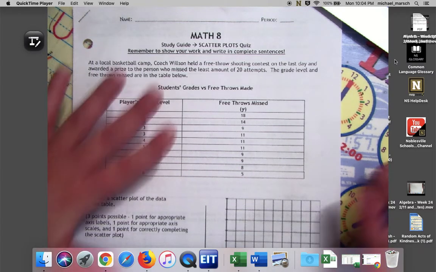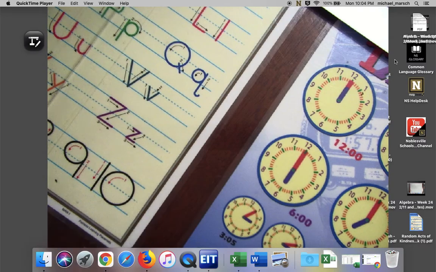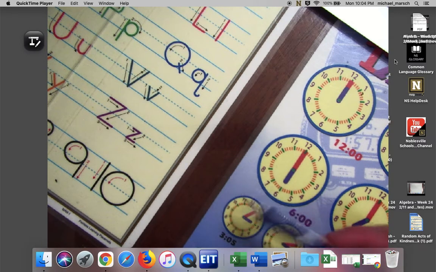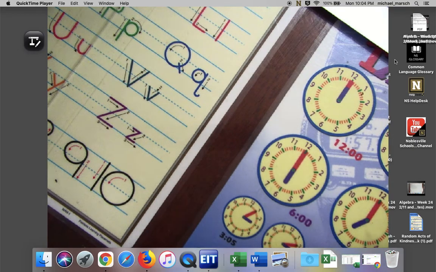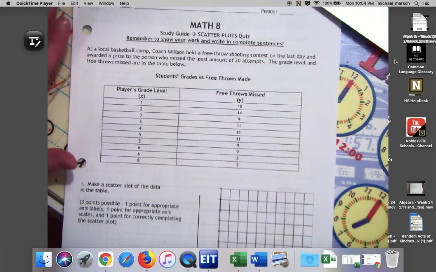I hope you like my background today. These are actually my kitchen table, and this is the placemats we have for our boys. So you're welcome for that.